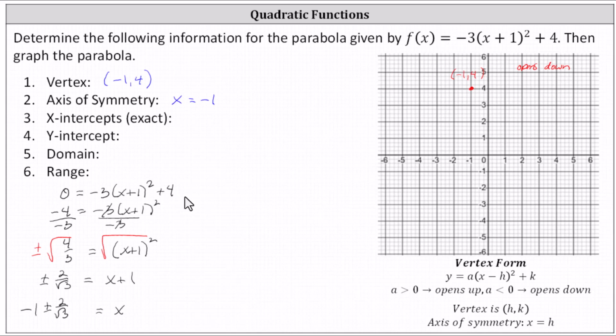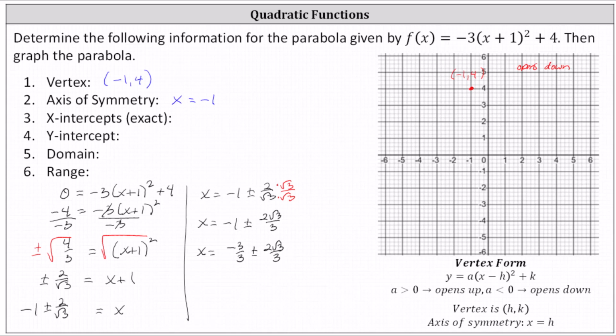Let's also show how to rationalize the denominator of 2 divided by square root 3 and then find the sum and difference. We have x equals negative 1 plus or minus 2 divided by square root 3. To rationalize the denominator of 2 divided by square root 3, we multiply the numerator and denominator by the square root of 3. This gives us x equals negative 1 plus or minus 2 square root 3 divided by 3. And we know negative 1 equals negative 3/3. We have x equals negative 3/3 plus or minus 2 square root 3 divided by 3.